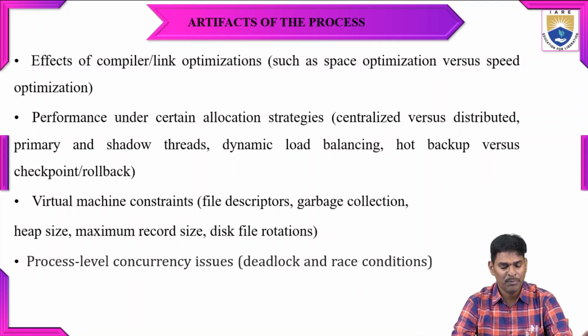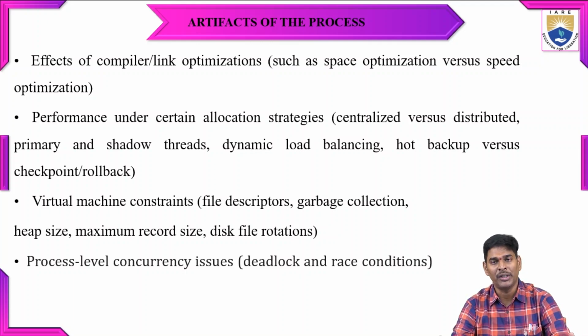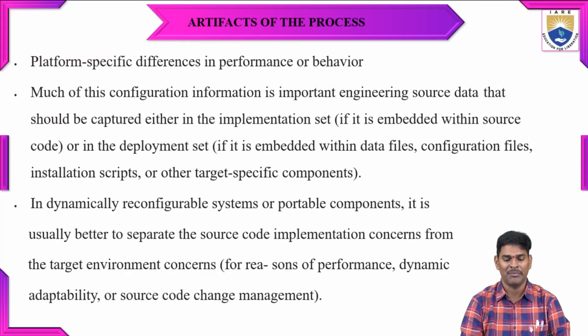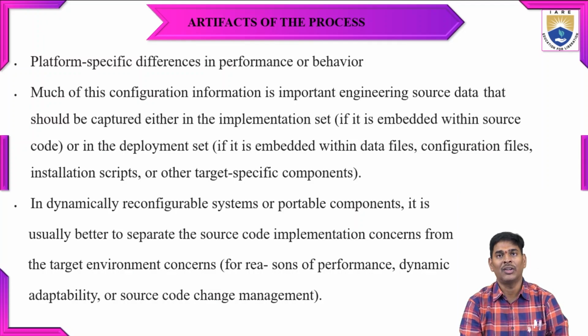And the last one is process level concurrency issues. Mainly when you are taking different types of resources, we need to check whether any deadlock or race conditions will happen. If deadlock happens, we need to avoid it, so we need to provide sufficient resources to the process. And also here we have platform specific differences. When you are taking Windows, Ubuntu or Linux, different types of platforms, we need to check the performance or behavior of the system. And also we need to check the configuration information.